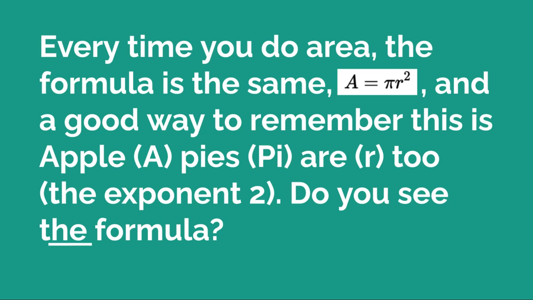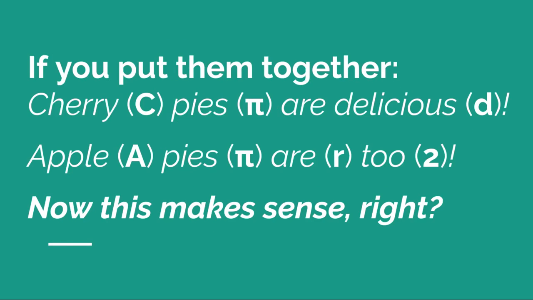Every time you do area, the formula is the same. A equals pi r squared. And a good way to remember this formula is apple: A, pi's pi, r, 2, the exponent 2. Do you see the formula? If you put them together, cherry pies are delicious. Apple pies are too. Now this helpful way to remember it makes sense, right?